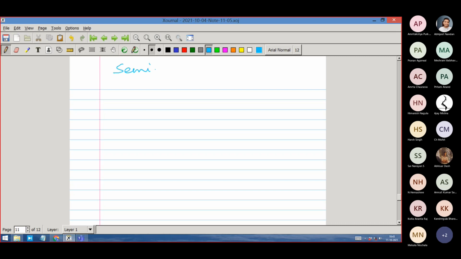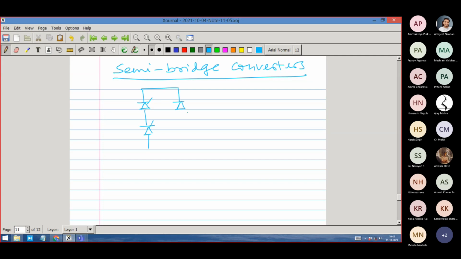I think that is the name. You can check in the book. Semi-bridge converters. It is a hybrid kind of converter. Some of them are thyristors and some of them are diodes. So let me draw one leg with thyristor and another leg with diode, and let us observe what would be the difference.